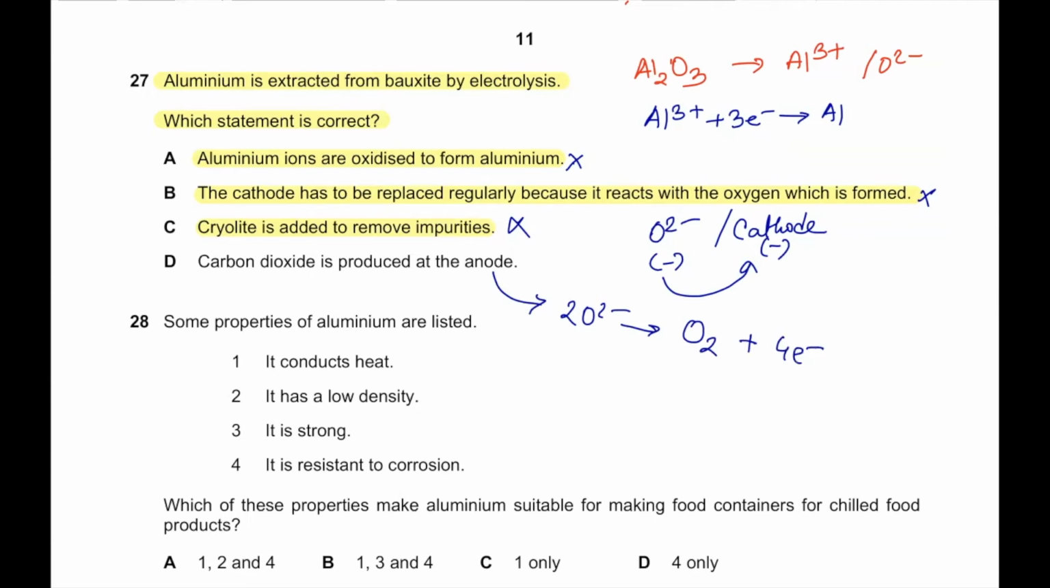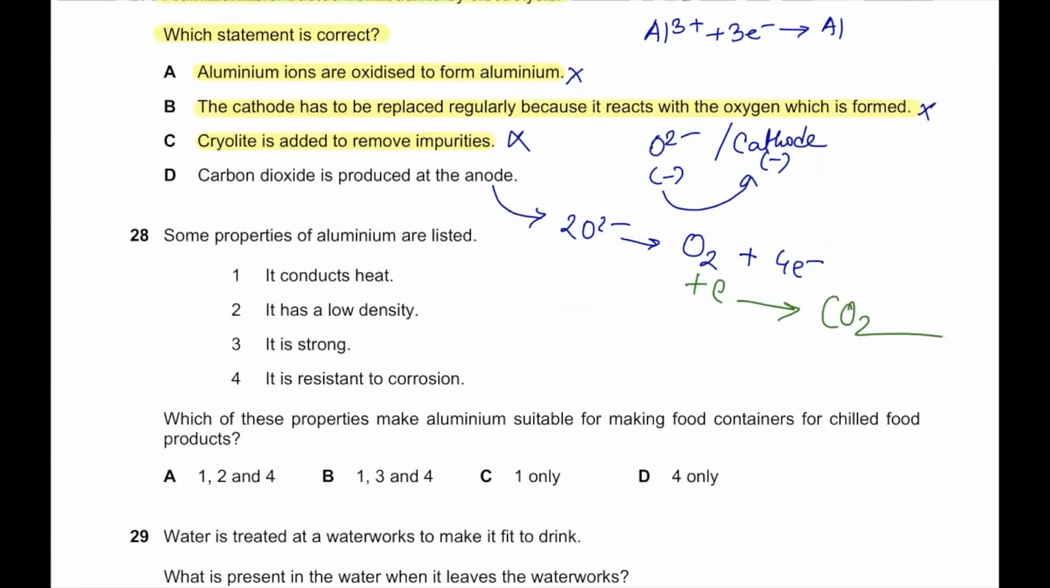So that oxygen that is produced can further react with carbon, which is in the anode present in plenty, and that can produce carbon dioxide. So carbon dioxide is produced at the anode. This is a correct statement.